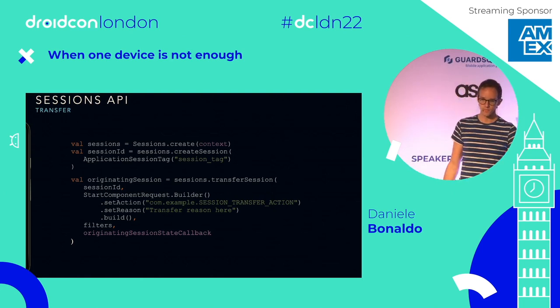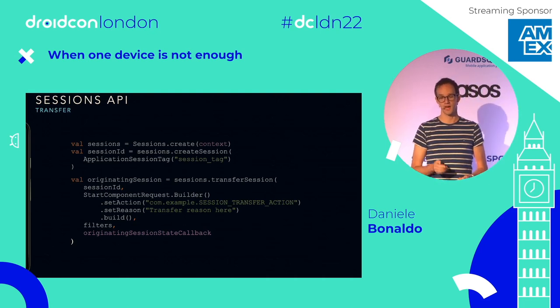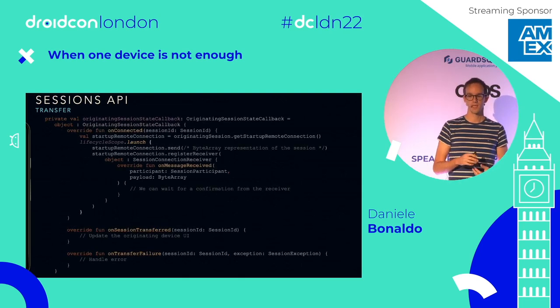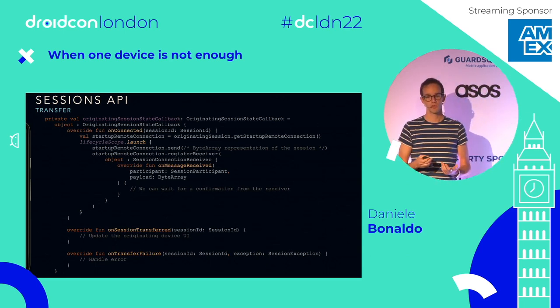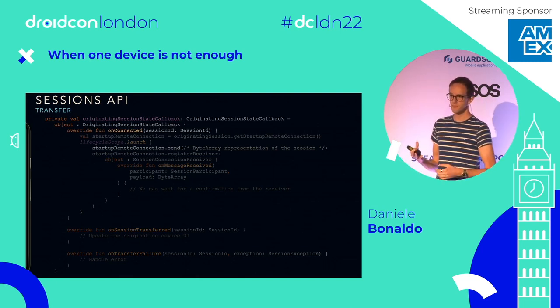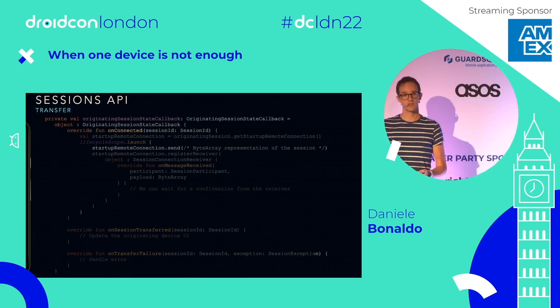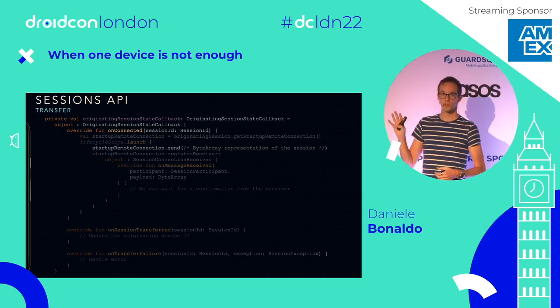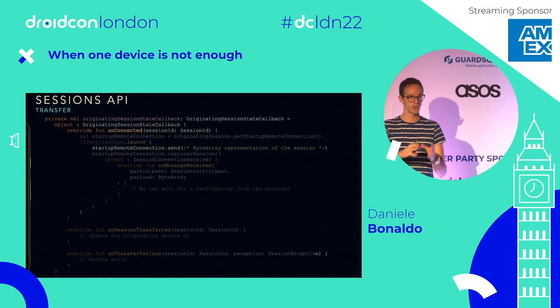What is different here is that you have an originating session state callback. This one is a callback that allows you to understand when you are connected to the other device. And at that point, the most interesting thing is that you can send a byte array representation of your application state. Again, this is totally agnostic of your app business model. What you send is the representation of whatever is in your application.